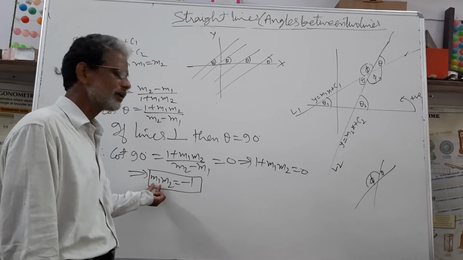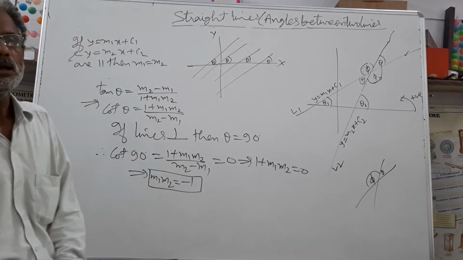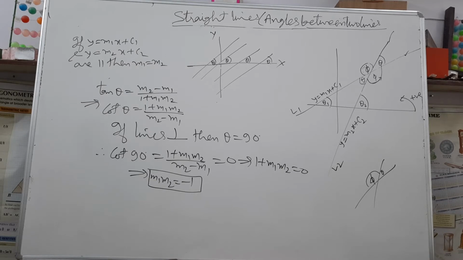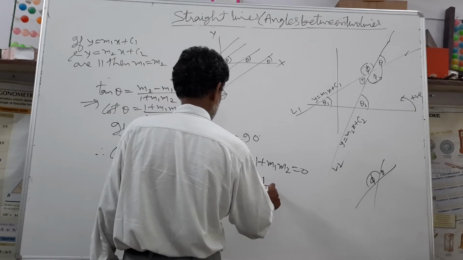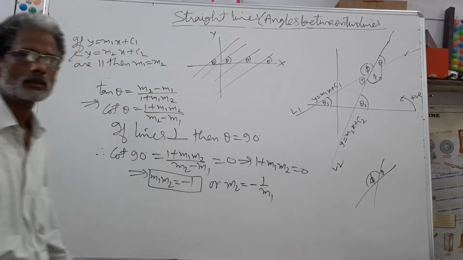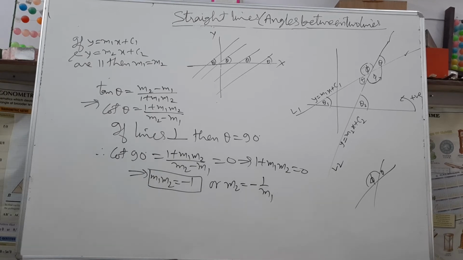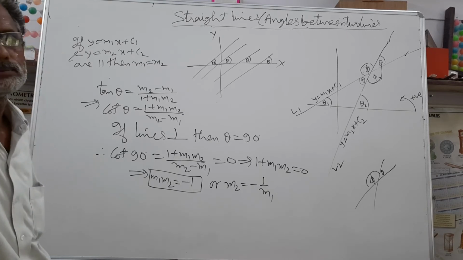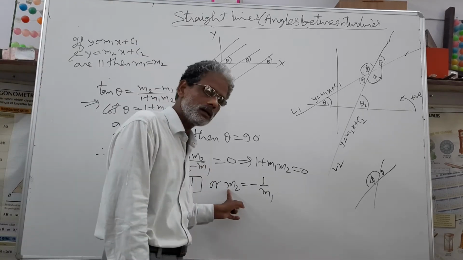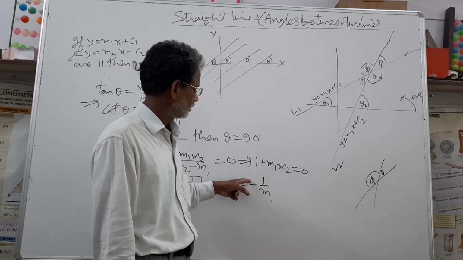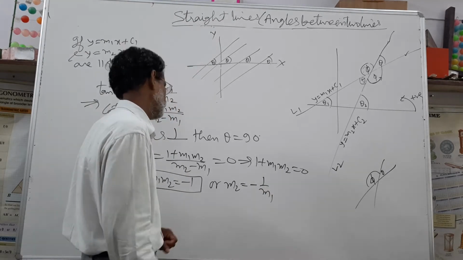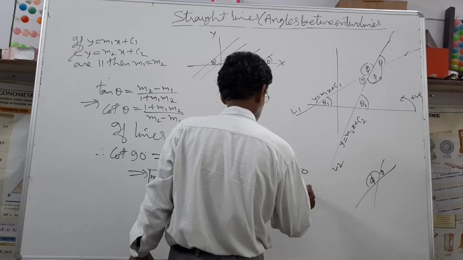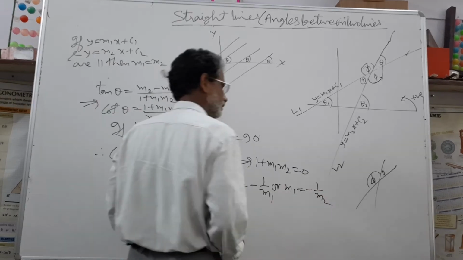If the product of the slopes of two lines is minus 1, the lines are perpendicular to each other. In other words, m2 is equal to minus 1 upon m1. That is, the slope of the second line will be the negative of the reciprocal of the slope of the first line. Or you can also write m1 is equal to minus 1 upon m2.